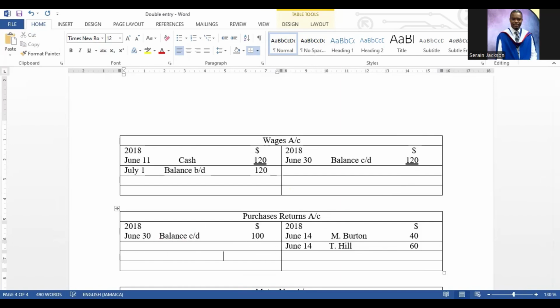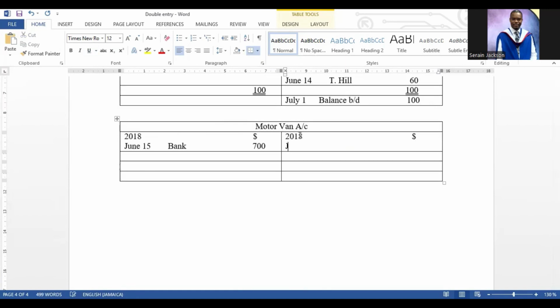Purchases returns, right? Purchases returns is always credited, and so it carries a credit balance. The balance brought down will be on the credit side. And motor van, a fixed asset account, is similar to fixtures.